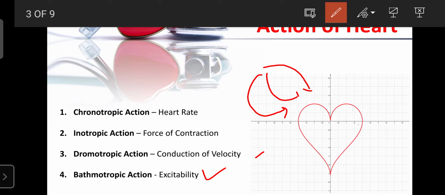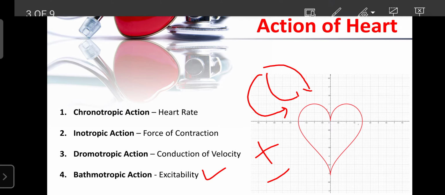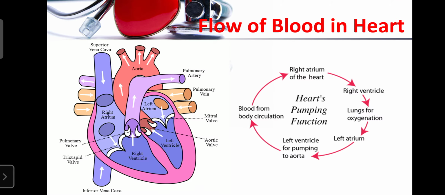Once again, there are two types, positive and negative. Positive means increased response, and negative means decreased response. So these are the four main actions of the heart: chronotropic, related to the heart rate; inotropic, related to the force of contraction; dromotropic, related to the conduction velocity; and bathmotropic action, related to the excitability of the myocardium or heart.